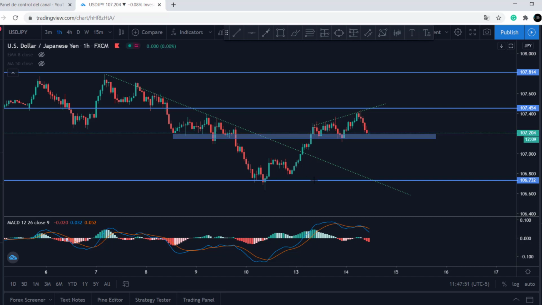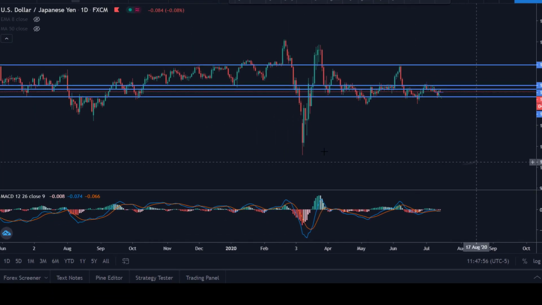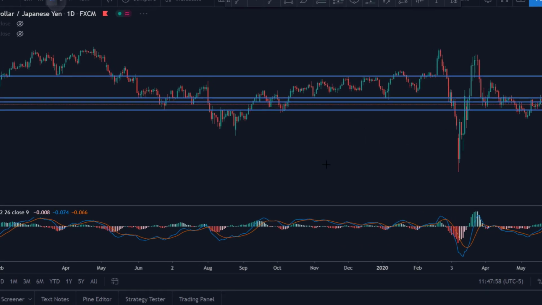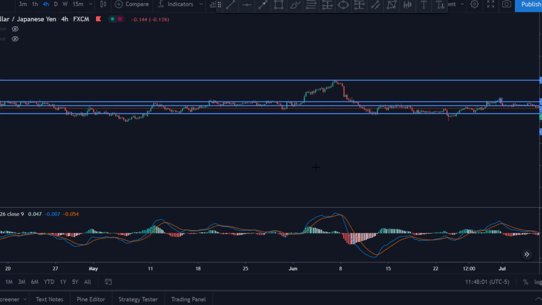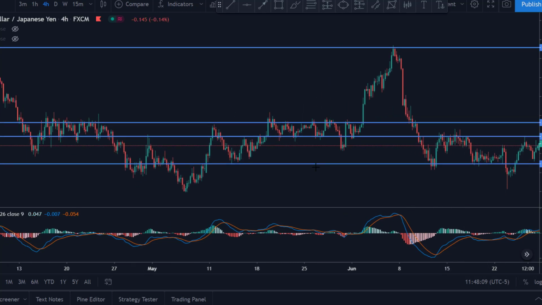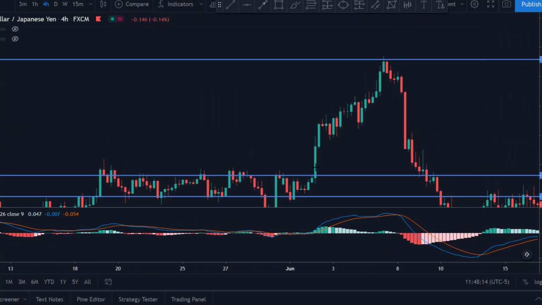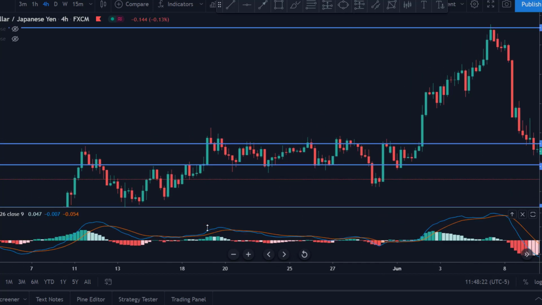So I'm going to go to 1 day to see something good like here. Okay, here we have another good signal. As you can see here, we are currently in our time frame of 4 hours. Alright, it's almost everything set up.